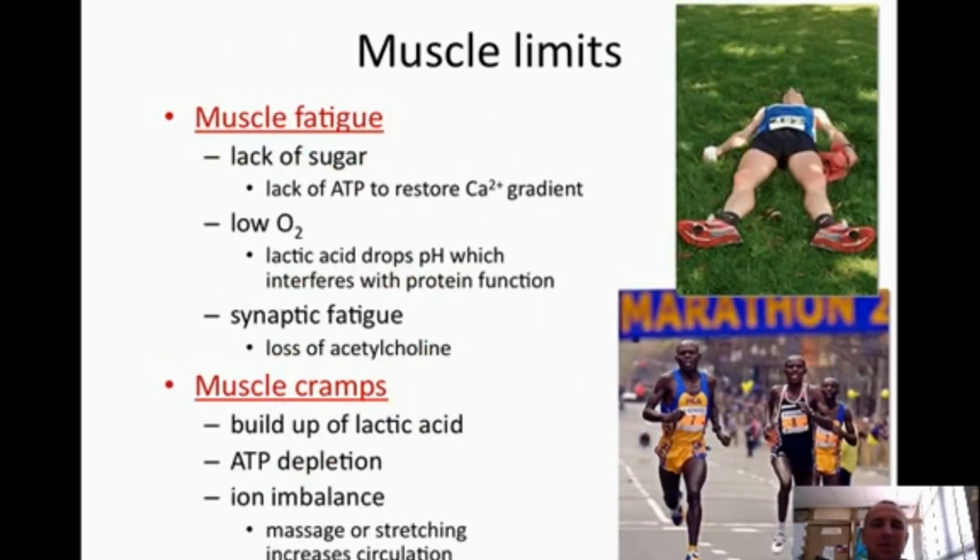Now, when we talk about muscle fatigue, all of us have been tired, like the guy over here on the right. It just means it lacks sugar or it lacks ATP. And if you lack ATP, you can't restore the calcium gradient. If you can't restore the calcium gradient, sometimes you'll get a contraction that stays there for a while, or you can't contract at all. Low oxygen could also cause muscle fatigue because the lactic acid drops the pH and interferes with our protein function. And then you may have synaptic fatigue, acetylcholine. You may have a loss of it or something taking its place.